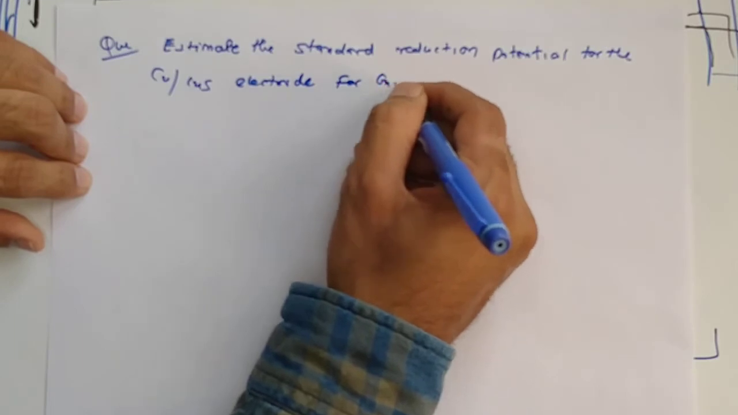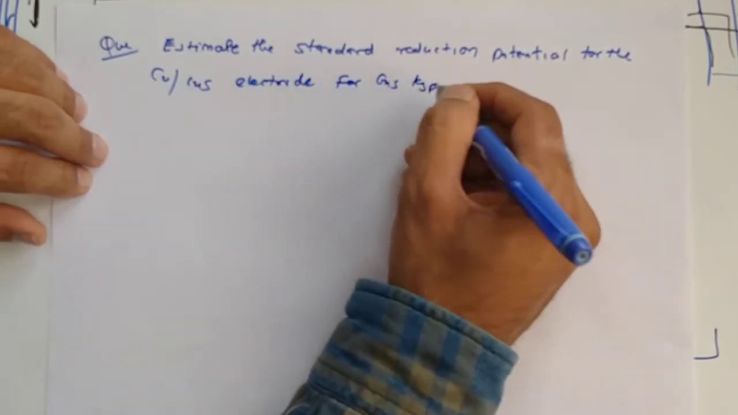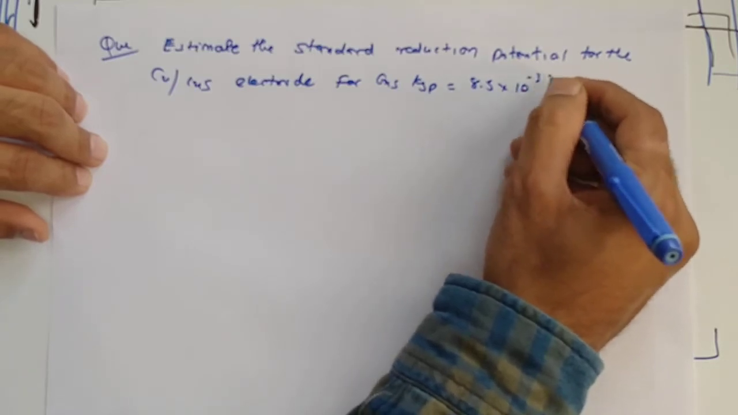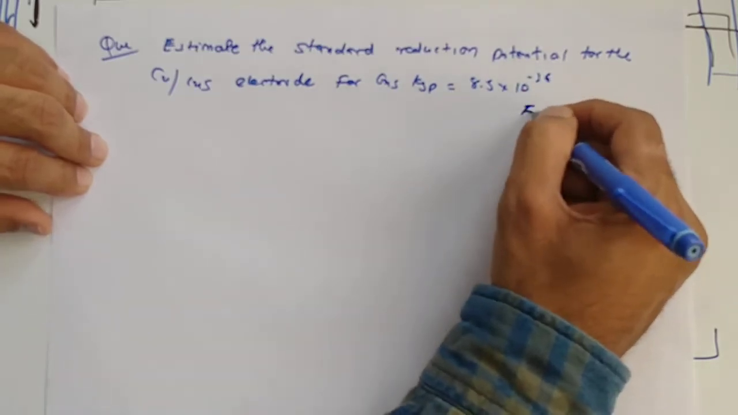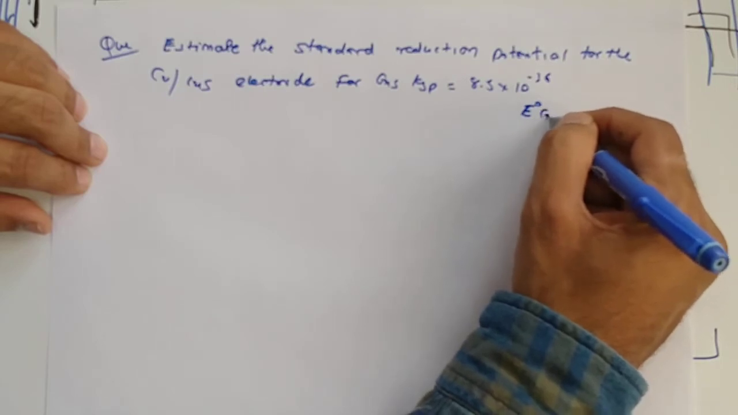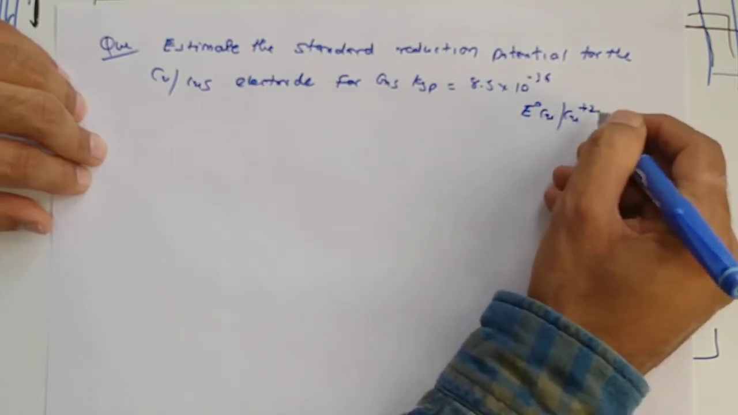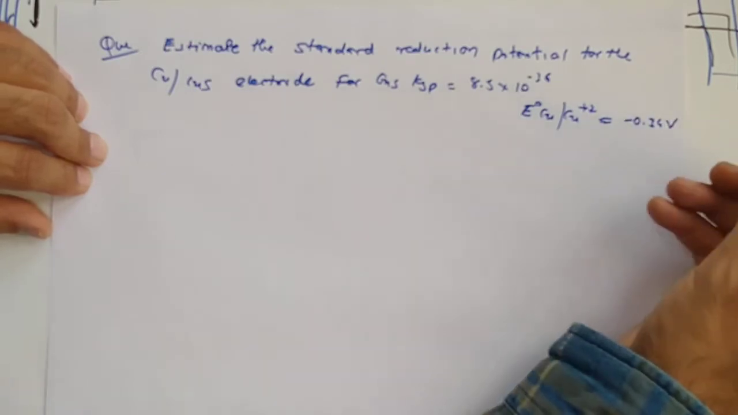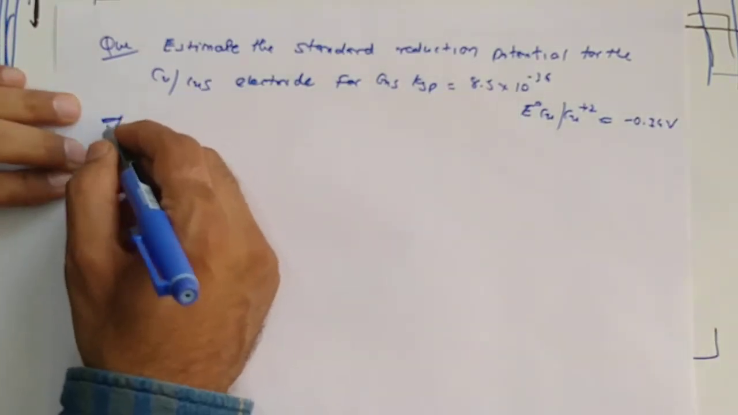For CuS, Ksp is 8.5 into 10 raised to minus 36 and E degree of Cu | Cu2 plus, meaning oxidation potential, is minus 0.34 volt. Now the solution.